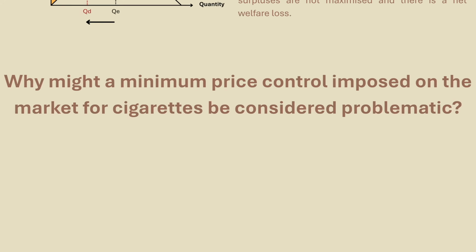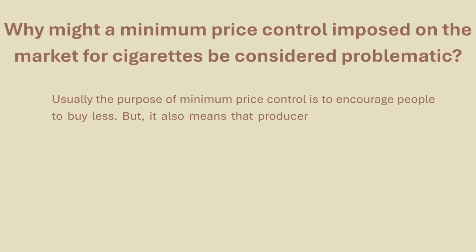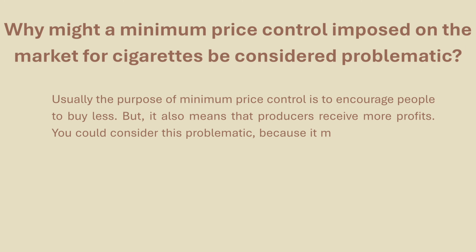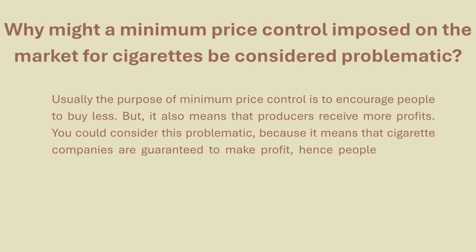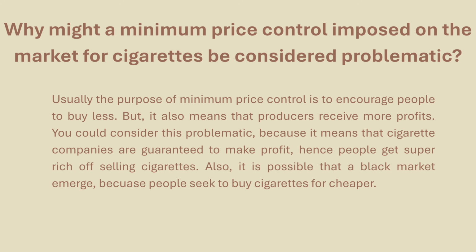Why might a minimum price control imposed on the market of cigarettes be considered problematic? There are a few different answers you could give here. Usually, the purpose of minimum price control is to encourage people to buy less, but it also means that producers receive more profits. You could consider this problematic for something like cigarettes because it means that the cigarette companies are guaranteed to make profit, hence people get super rich off of selling cigarettes. Also, it is possible that a black market could emerge because people seek to buy cigarettes for cheaper.